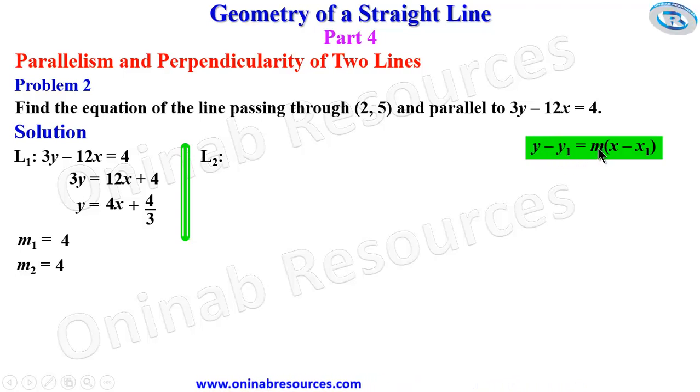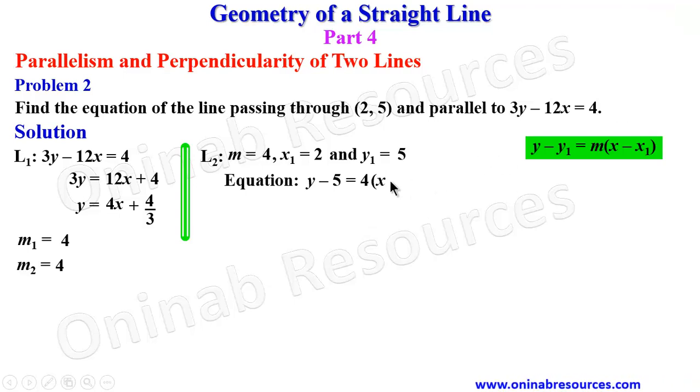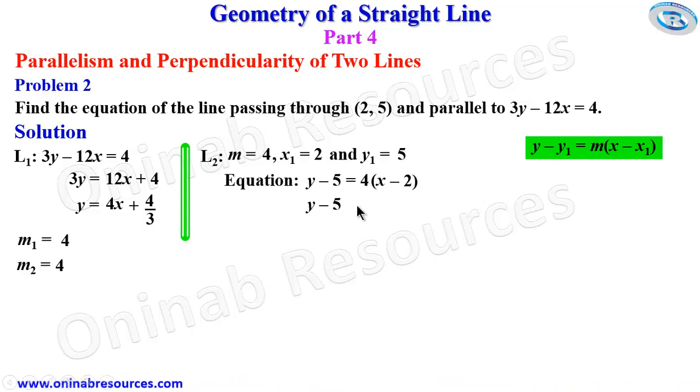y minus y1 is equal to m into x minus x1. Here our m is 4, that's for the second line, and our x1 is 2. Finally, our y1 is 5. We then substitute into this to give our equation. So we have y minus y1, that is minus 5, is equal to 4, since m is 4, into x, then minus 2. So we expand this bracket, y minus 5 is equal to 4x minus 8.